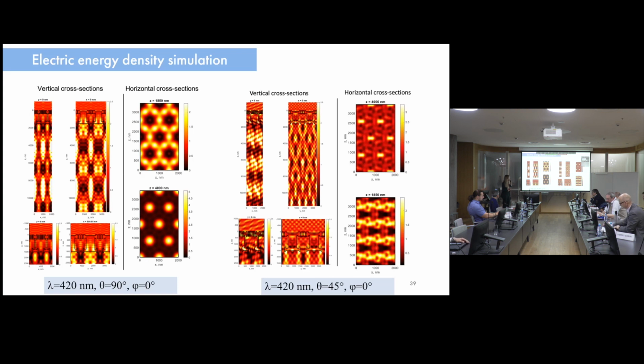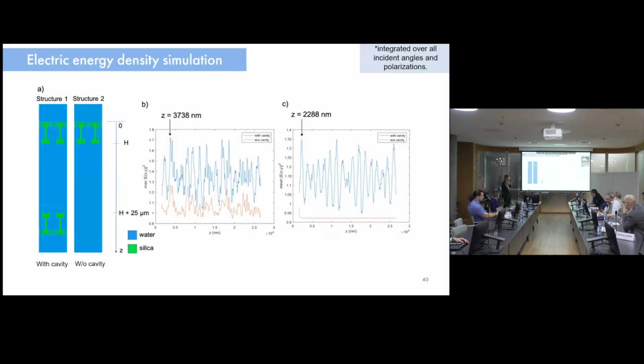Because we observed such differences depending on the incident angle, and because we know that in real aquatic environments the angle can be very different depending on the orientation, we decided to integrate the electric energy distribution over all incident angles and over all polarizations. And here we considered two separate structures.